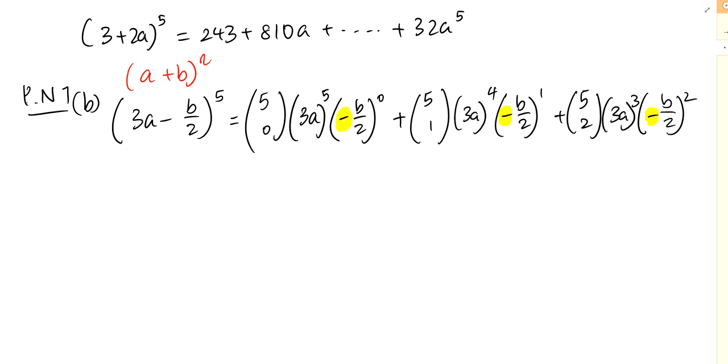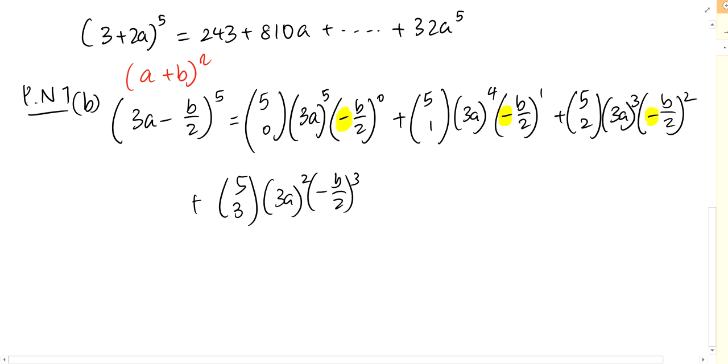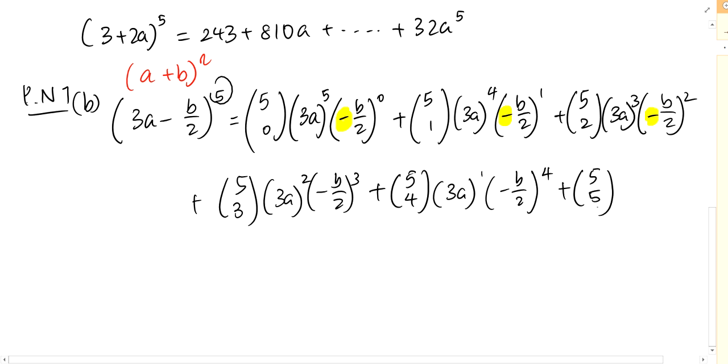So continuing it all, we will get 5 choose 3, 3a power 2, negative b over 2 power 3. All this while, as you're writing, mentally add the powers. Make sure you get back 5. So plus 5 choose 4, 3a power 3, negative b over, I think I made a mistake. This should be 1. And this should be 4. And last term, 5 choose 5, 3a power 0, which some of you will not write, doesn't matter. Negative b over 2 power 5.